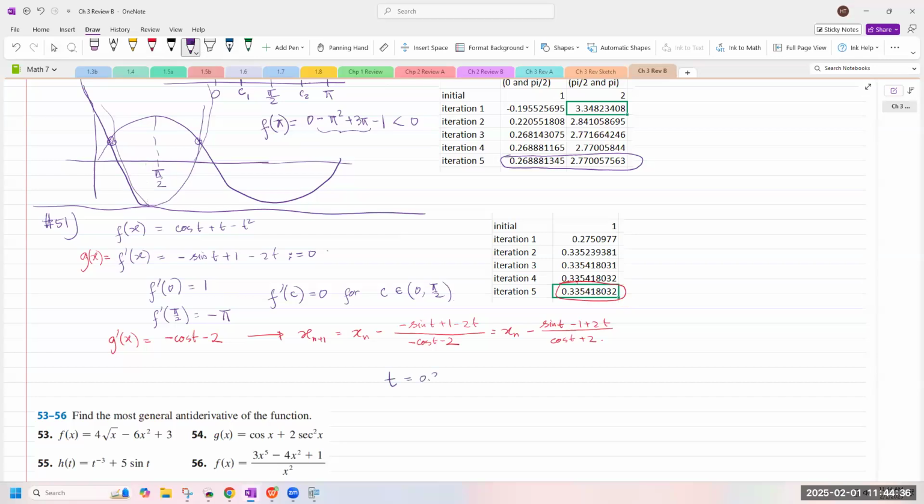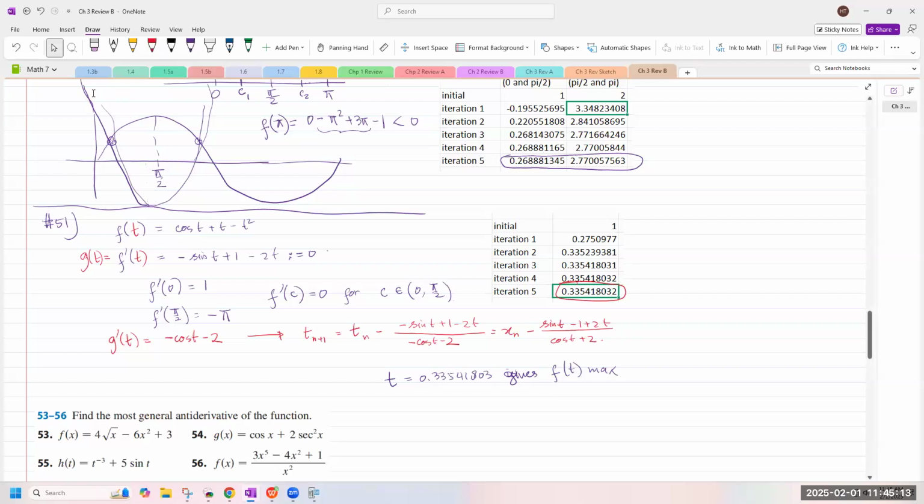So t equals 0.3354180 gives f the maximum. I used a wrong notation, it should be t, not x. Okay, now that's for Newton's method.